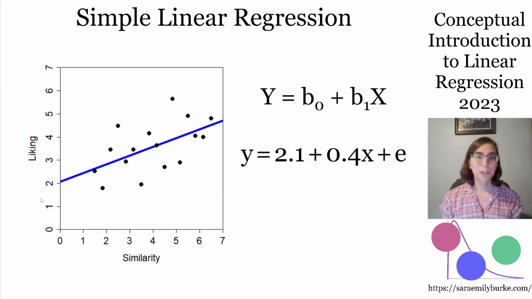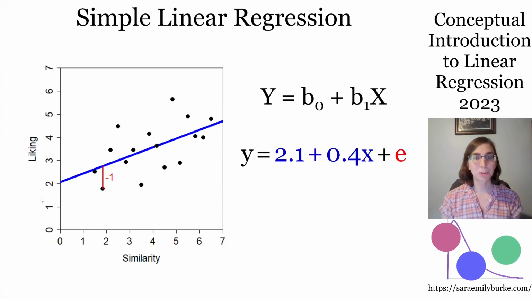So we find a straight line that attempts to follow the trajectory of the typical or average degree of liking along the range of possible values of similarity. This line is defined by the regression equation. In this case, the estimated value of liking is 2.1 plus 0.4 times similarity. 2.1 is the intercept, and 0.4 is the slope for similarity. The true value of liking for each participant is 2.1 plus 0.4 times their similarity, plus an error term, a residual specific to that participant, shown here with the letter E.